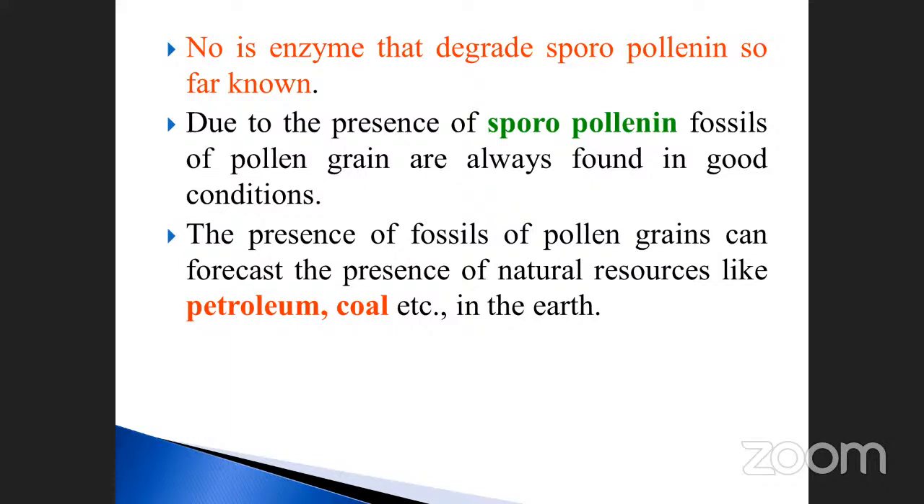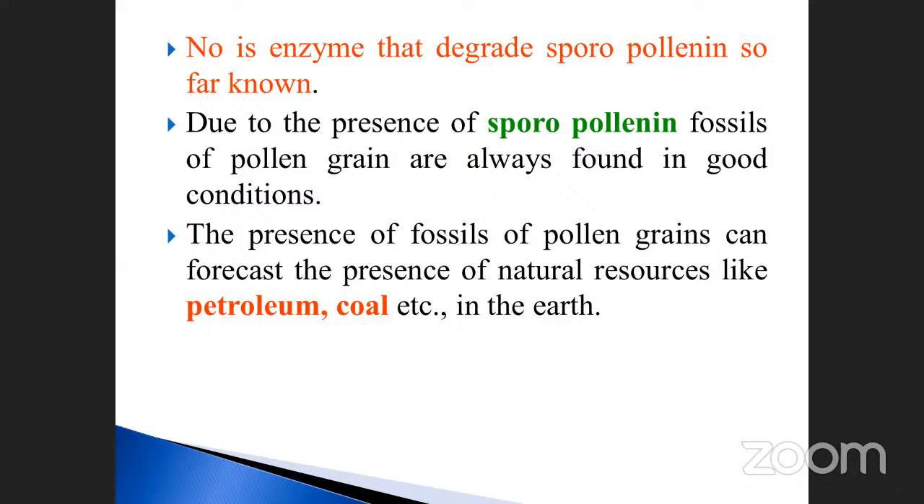Due to the presence of sporopollenin, fossils of pollen grains are always found in good condition. Only because of sporopollenin are pollen grain fossils possible. If sporopollenin is present, it is not easily destroyed, so it can survive many years, mostly in coal, petrol or crude oil. When you extract that, the pollen grains are also present in it. It will not be easily destroyed because the outermost layer is sporopollenin, made up of cutin.